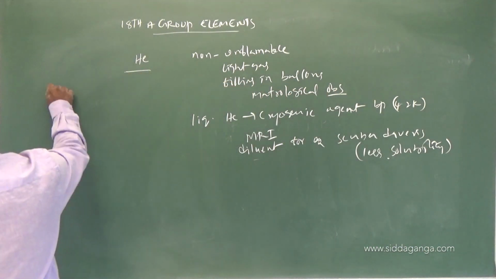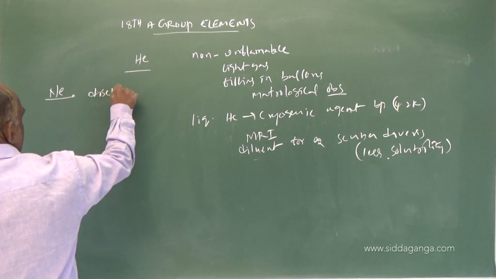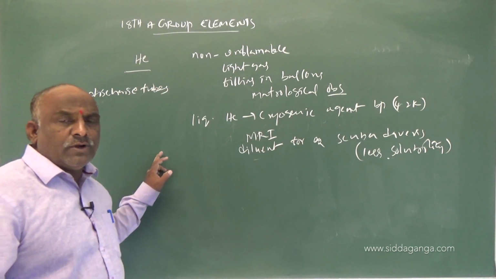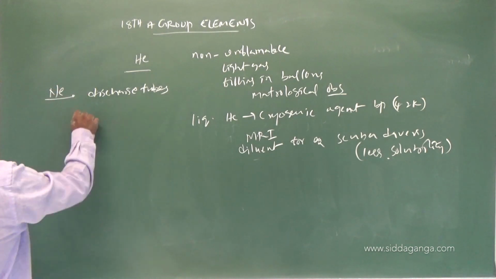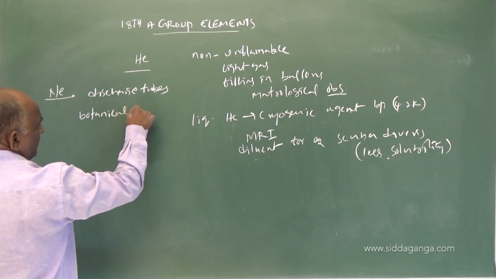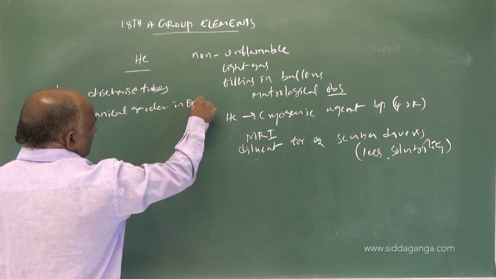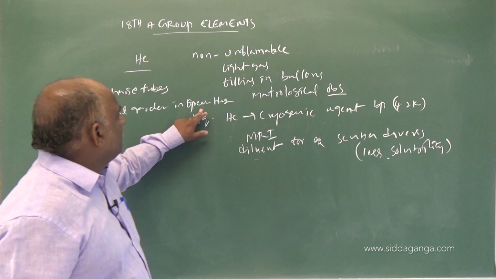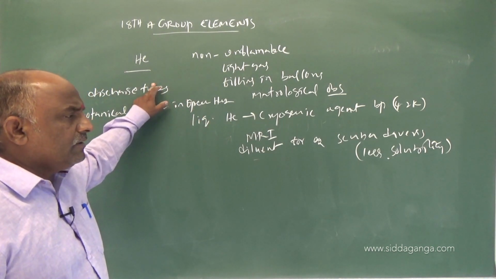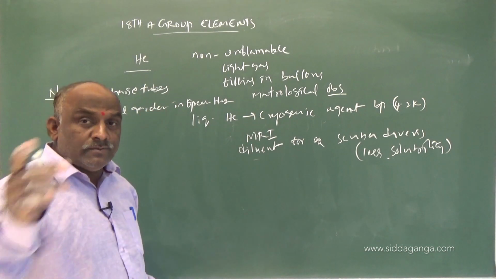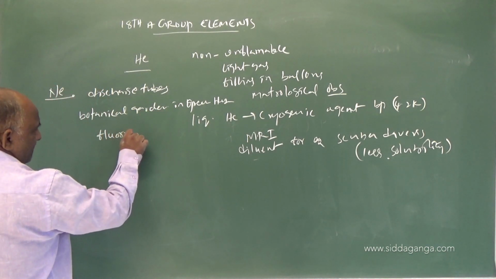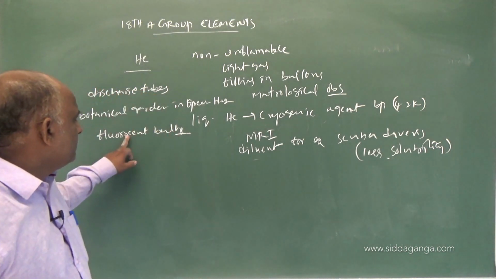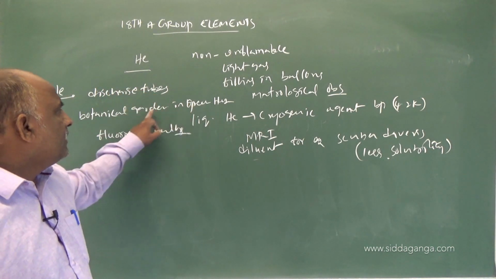Coming to neon, neon is mainly used in discharge tubes, in botanical gardens in greenhouses, and in fluorescent bulbs. Especially fluorescent bulbs, discharge tubes, and botanical gardens in greenhouses.